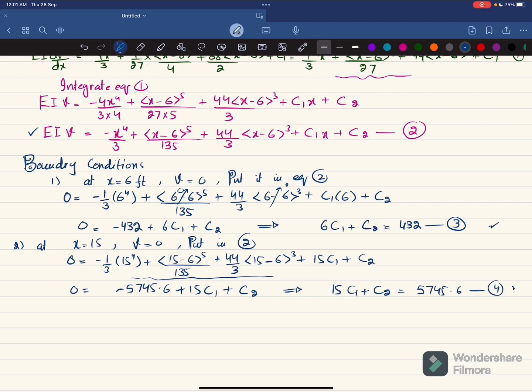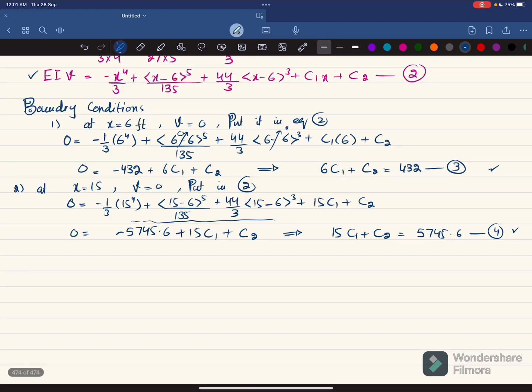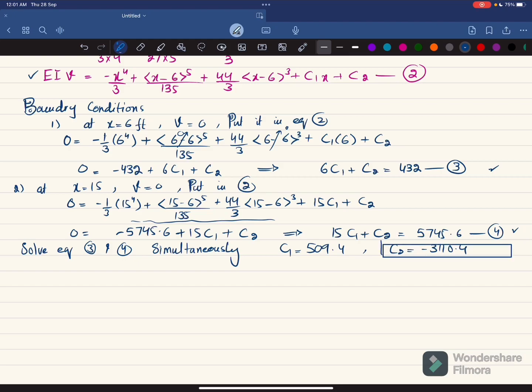So equation 3 and 4 are simultaneous equations, so you can easily solve this. So solve equation 3 and 4 simultaneously. You will get C1 will be equal to 509.4. I hope you can do this step on your own. So these are the values of C1 and C2.